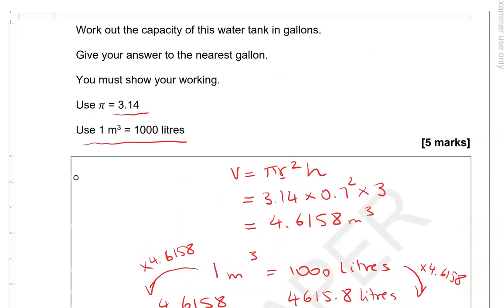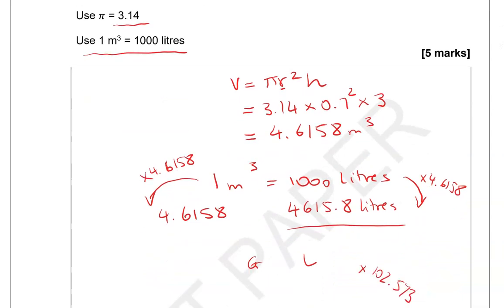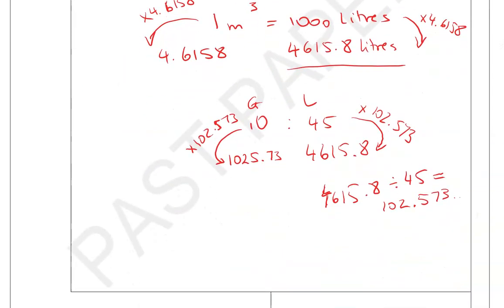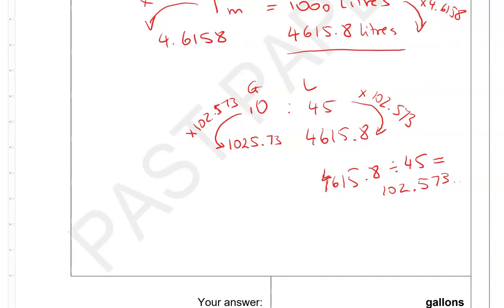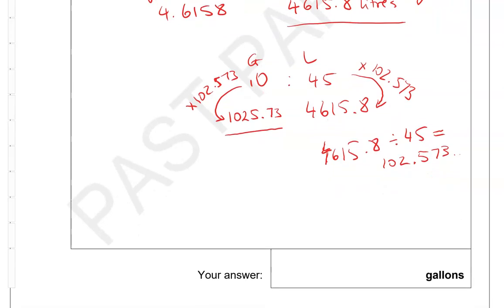And let's go back to the question. Work out the capacity of this water tank in gallons, which we've done. Give your answer to the nearest gallon. So we need to round this to the nearest whole number. So 1025.73, we'll round that to 1026, because the 7 is 5 and above, which causes this to be rounded up.